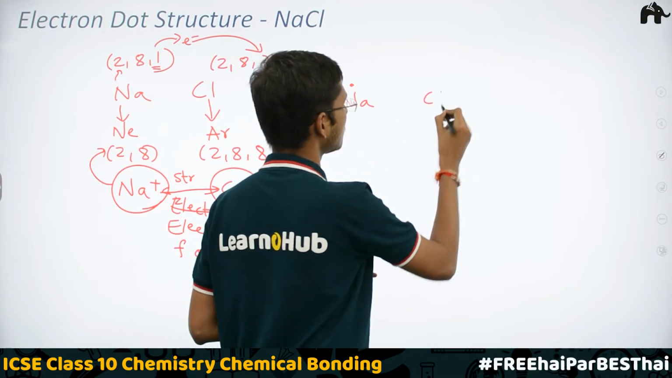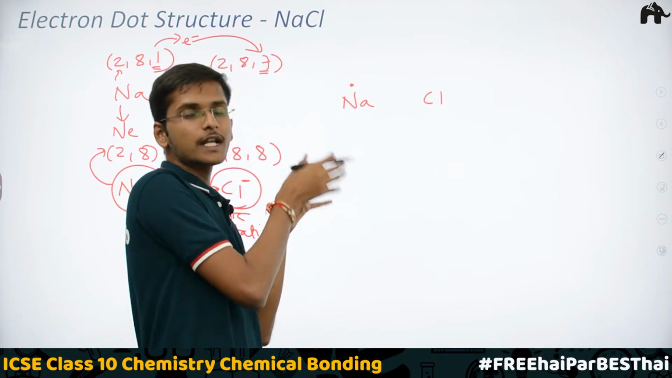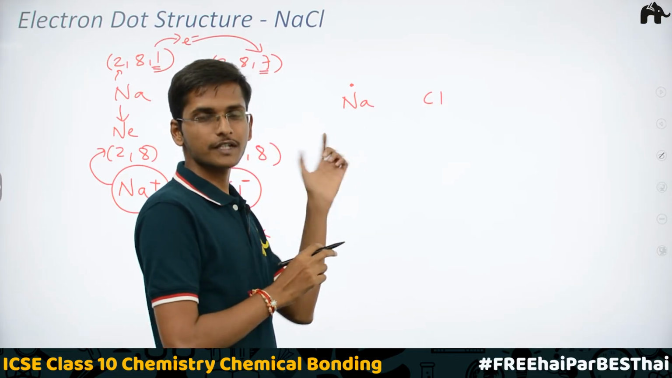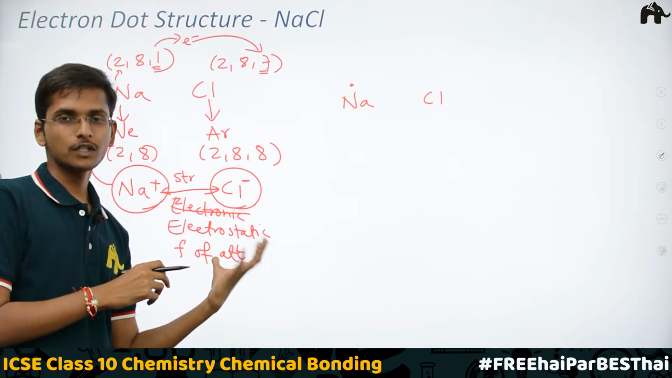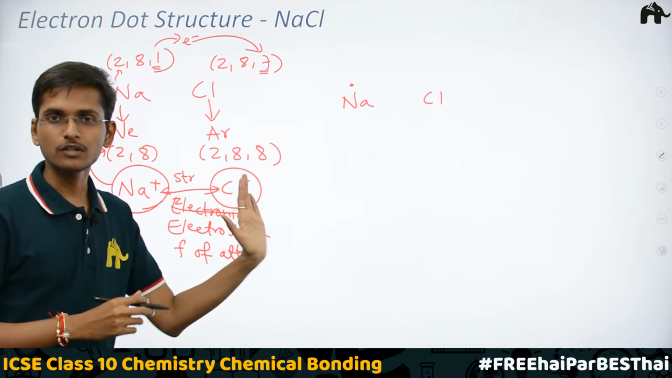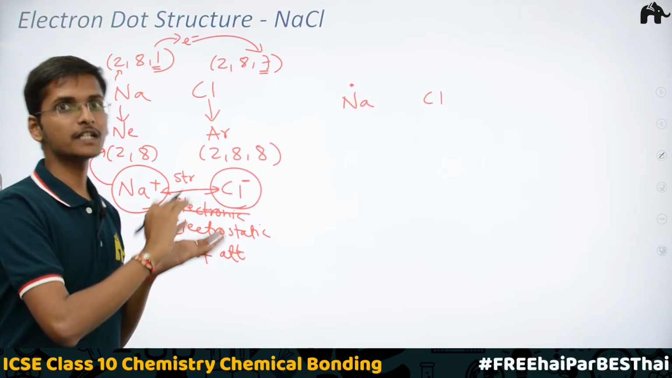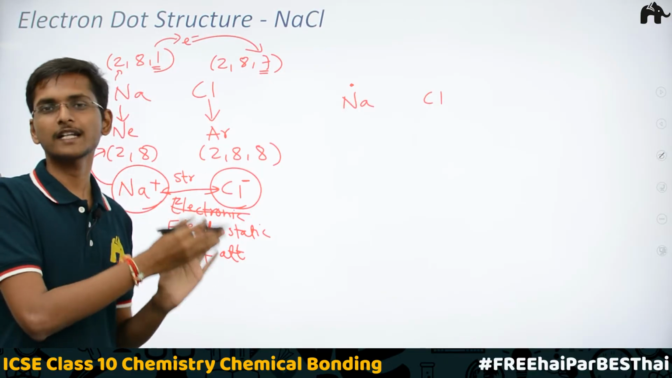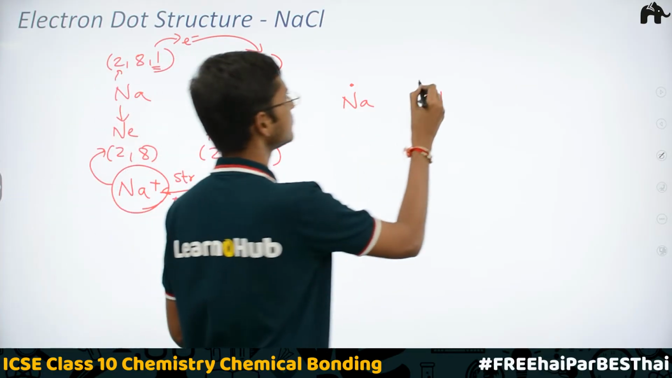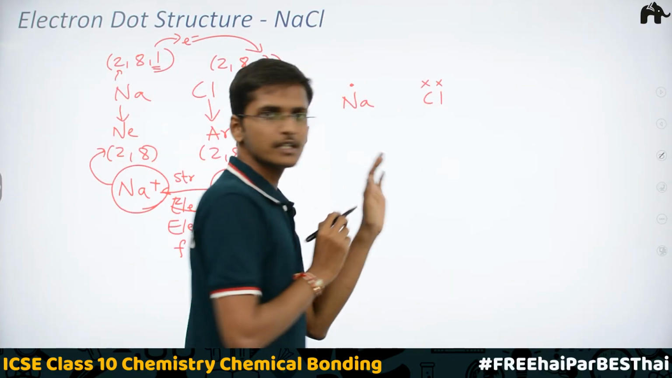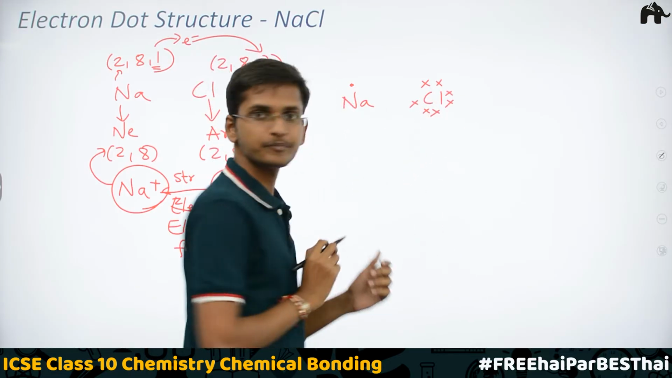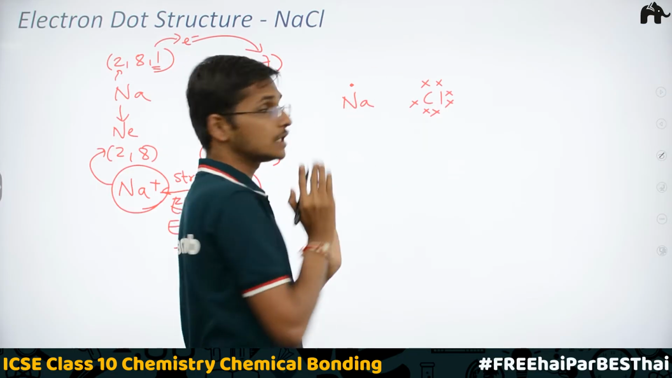Then comes chlorine in the picture. Chlorine has 7 electrons. So now I cannot use the dot, right? You remember I have told you, when you are using symbols for representing the electrons, if the atoms are of different elements, use different symbols. If the atoms are of the same element, use the same symbols. So these are atoms of different elements, so use different symbols. I would represent 7 electrons in this way: 1, 2, 3, 4, 5, 6 and 7. Okay, 7 crosses.